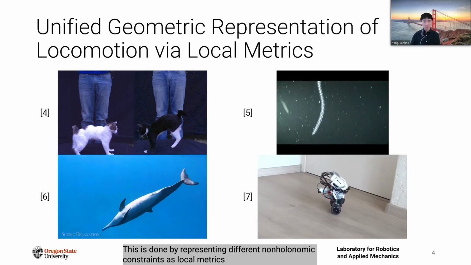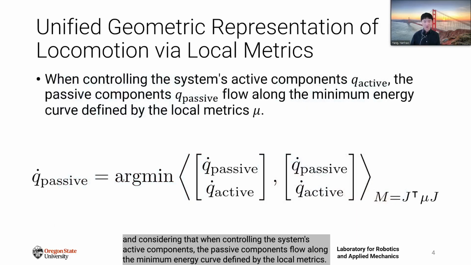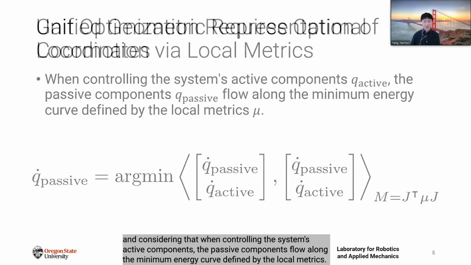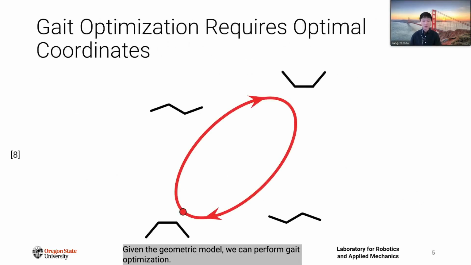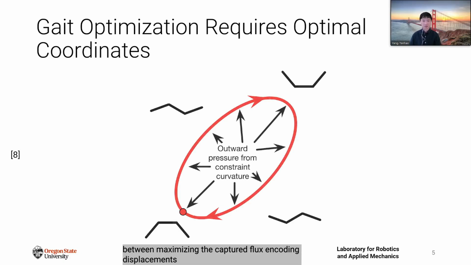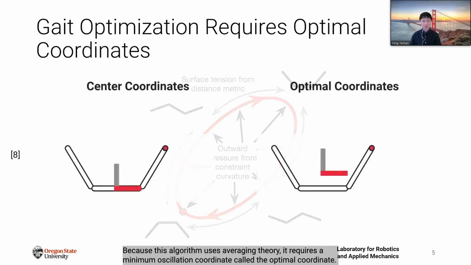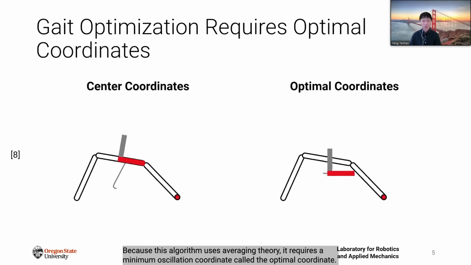This is done by representing different nonholonomic constraints as local metrics and considering that when controlling the system's active components, the passive components flow along the minimum energy curve defined by the local metrics. Given a geometric model, we can perform gait optimization. This is a variational optimization that finds the equilibrium between maximizing the capture flux encoding displacements and minimizing the metric parameter encoding power consumption.